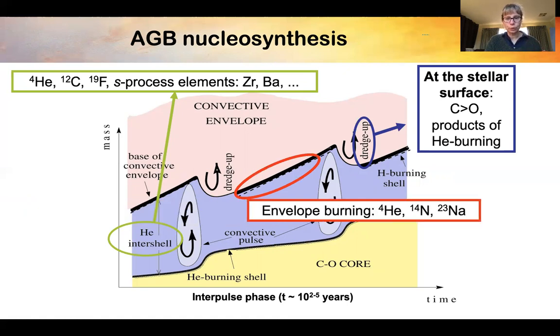Finally, we have something called envelope burning or hot bottom burning. They're the same thing, where the base of that convective envelope might become hot enough to sustain proton capture nucleosynthesis. Now, this is because the envelope is very well mixed. There's no mixing event needed. The envelope is by definition convective, and even if it's quite turbulent, it's very well mixed. You have a convective turnover time, maybe of 1 year. So that means any nucleosynthesis that occurs at the base of that envelope is seen quickly at the stellar surface.